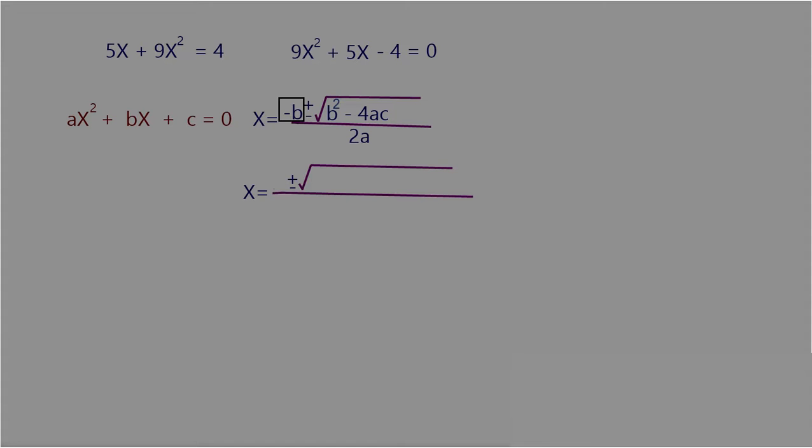The coefficient of b is a positive 5. But since the formula requires it to become a minus b, we write a minus 5. The b squared is simply 5 raised to the power of 2, so we write it. Minus 4 times a times c is simply minus 4 times the first coefficient of 9 times c, which is the last term of minus 4. 2a is simply 2 multiplied by the first coefficient, which is 9.